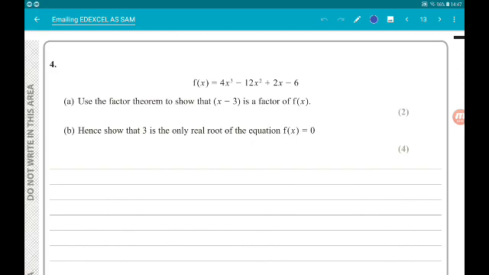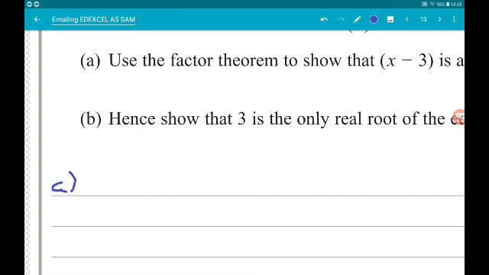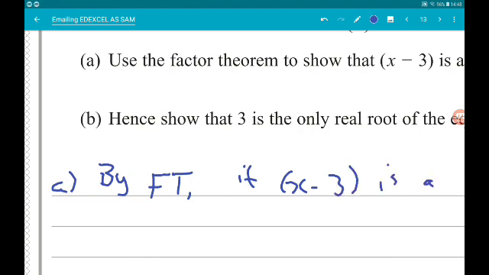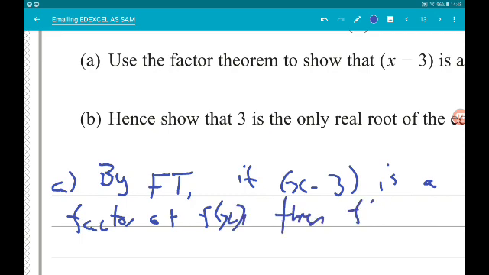Okay, question 4, some polynomial fun. So f of x is 4x cubed minus 12x squared add 2x minus 6. We want to use the factor theorem to show that x minus 3 is a factor of f of x. So, by the factor theorem, if x minus 3 is a factor of f of x, then f of positive 3 will equal 0.